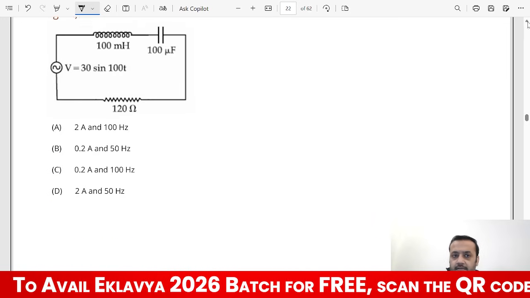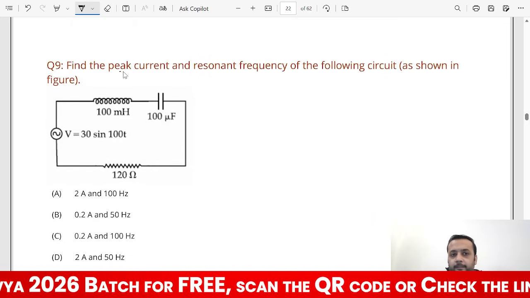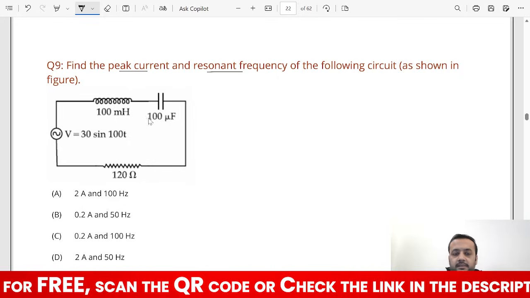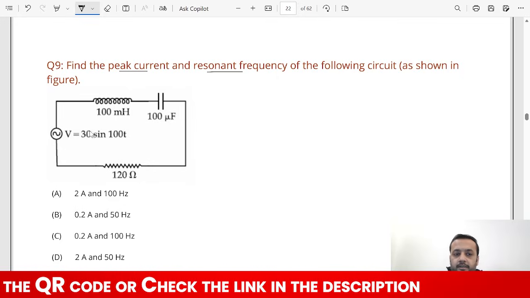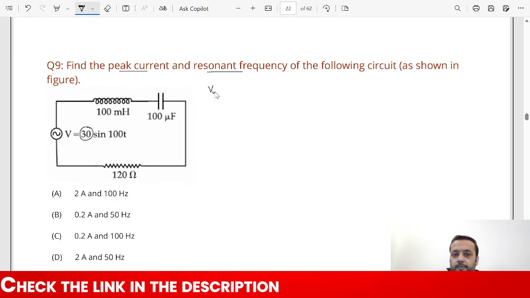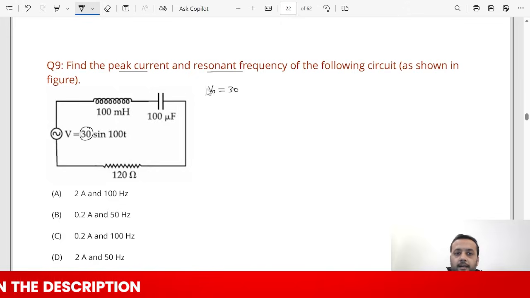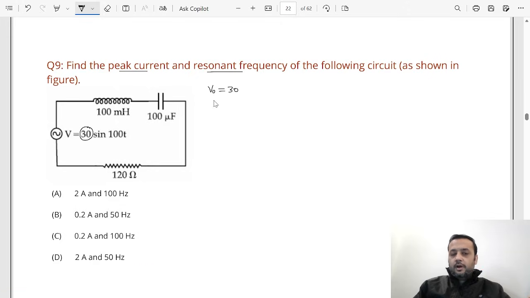Let us see this question here. Here I have to find the peak current and the resonant frequency in this circuit. Now if you look here, the peak voltage is 30. So peak voltage is 30, and the peak current. So how will we find peak current? So peak current I naught will be equals to V naught upon Z, where Z is nothing but impedance of the circuit. Okay. Now if we see Z is nothing but under root of R square plus XC minus XL whole square.